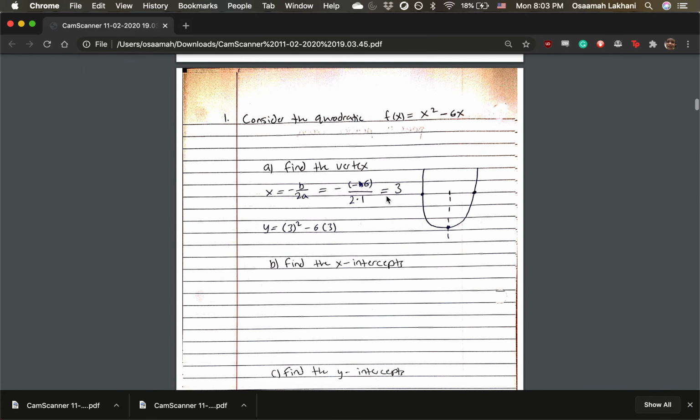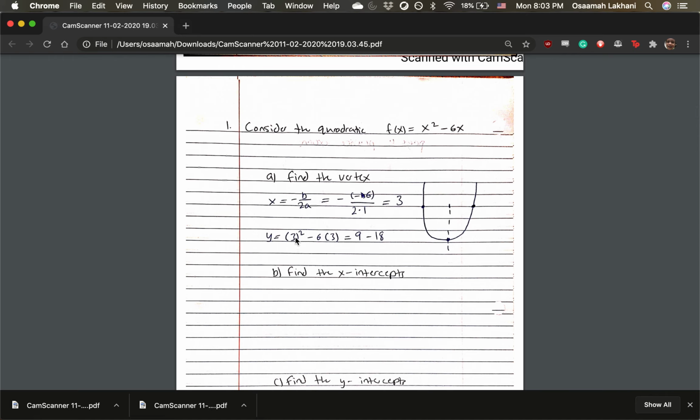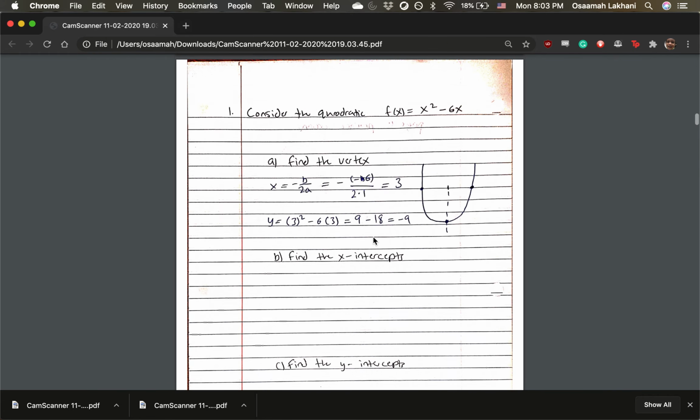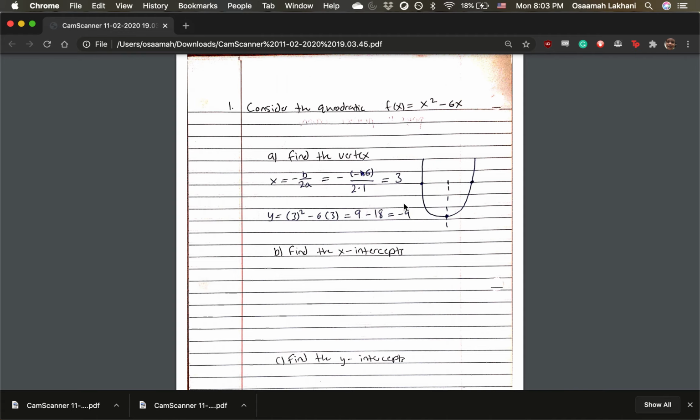So to do that, I just rewrote our equation from up here. The original equation was f of x equals x squared minus 6x. So here, for the x's, I just plugged in 3's. So y equals 3 squared minus 6 times 3. When you go through that, 3 squared is 9, and 6 times 3 is 18. So that's 9 minus 18. 9 minus 18 is negative 9. So those are our x and y values for the vertex.